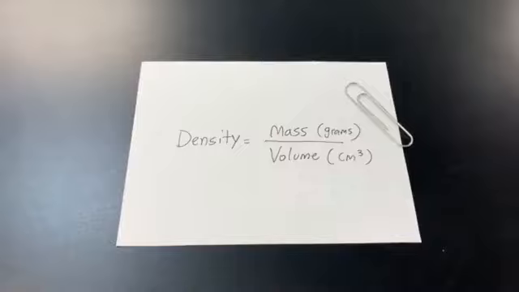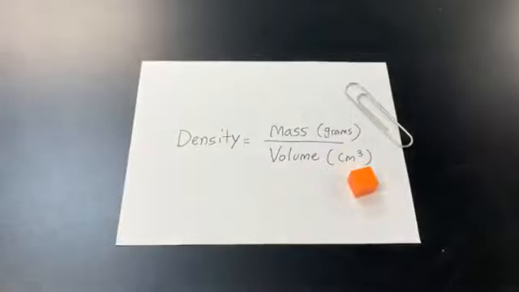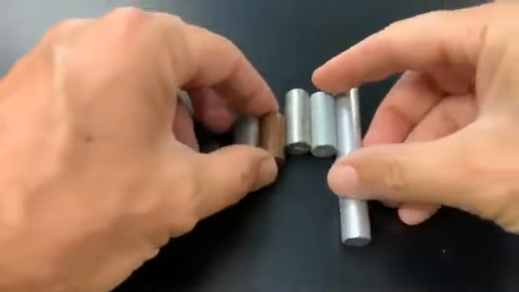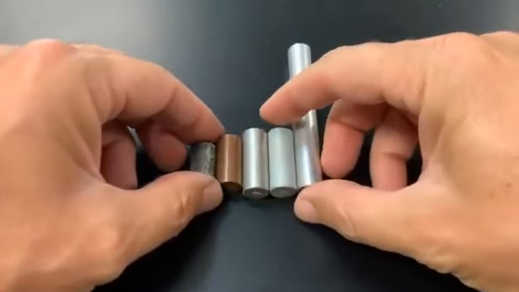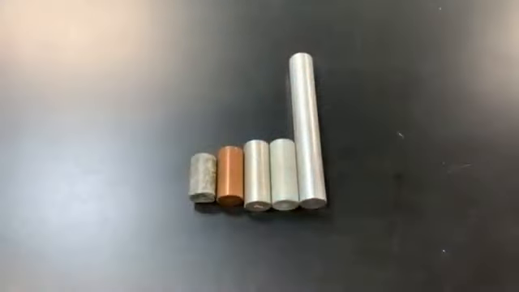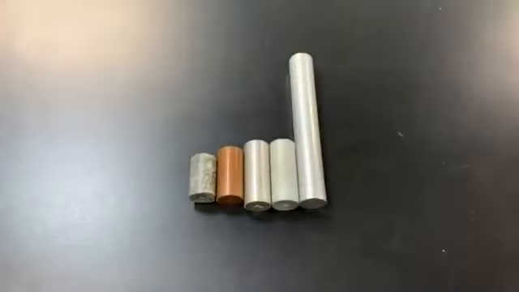Volume is a measure of the space something takes up, and it's measured in cubic centimeters. So I have these 5 cylinders of 5 different metals here. And the question I have for you is, what do we know about the density of these items? Well, let's first look at the volume. Since density is mass divided by volume, let's take a look at their volume.